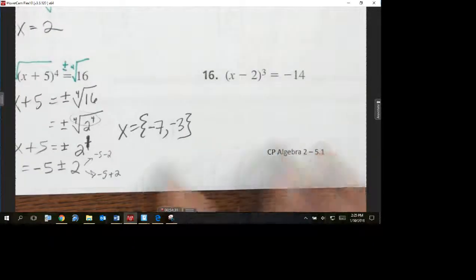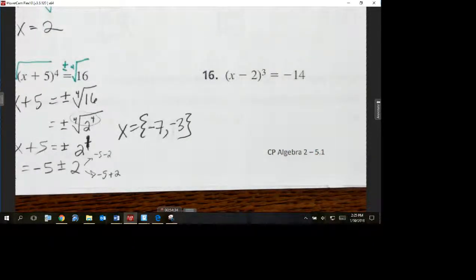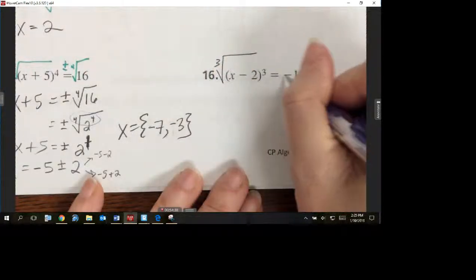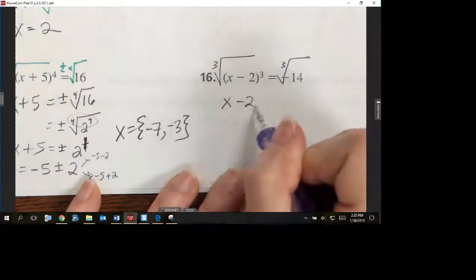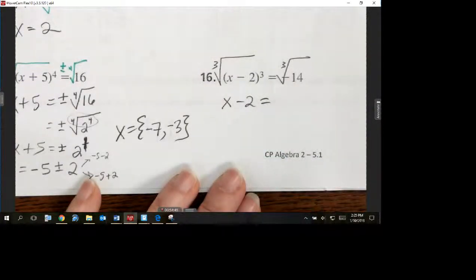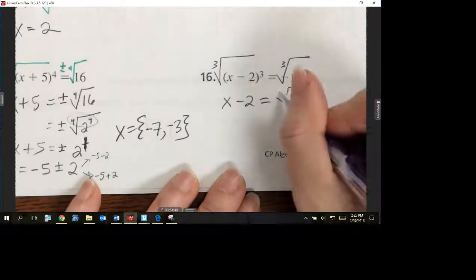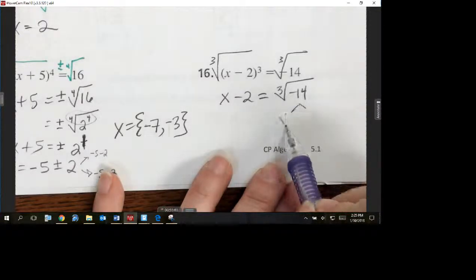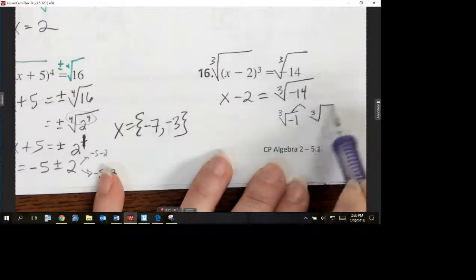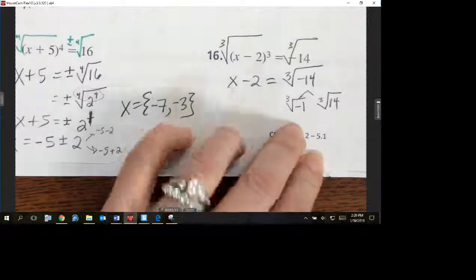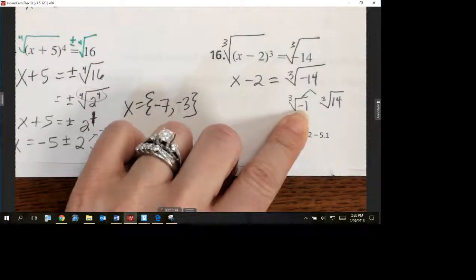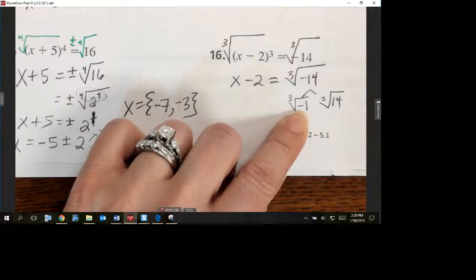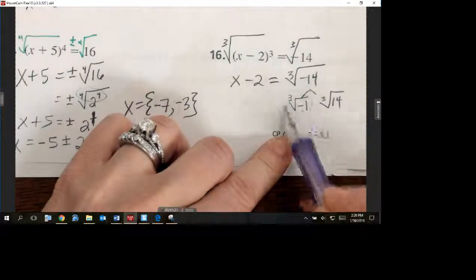Okay, let's do 16. What do we do first? Cube root. Both sides, cube root. So on this side I get x minus 2, but what happens on the other side? Can we take the cube root of a negative number? Yes, you can. Since it's cube root, I can separate this into the cube root of -1 and the cube root of 14. And then what to the third power is -1? -1 times -1 times -1 equals -1. So the cube root of -1 is -1.